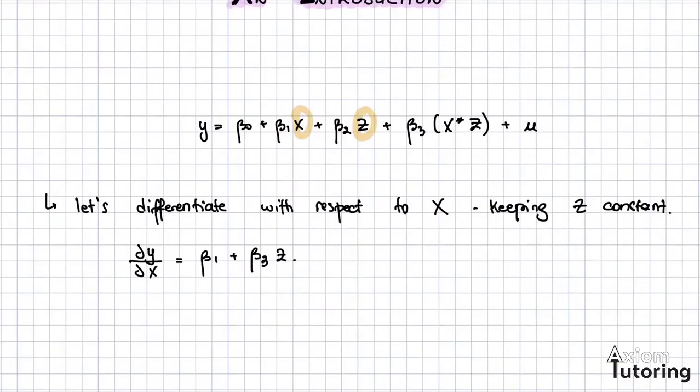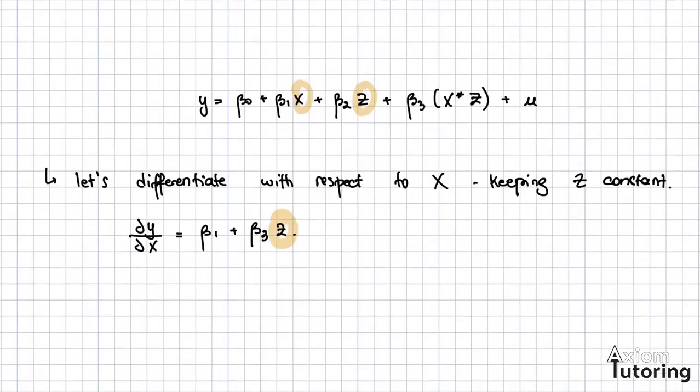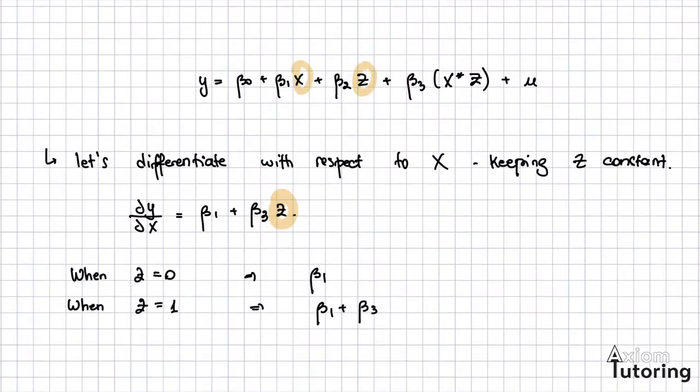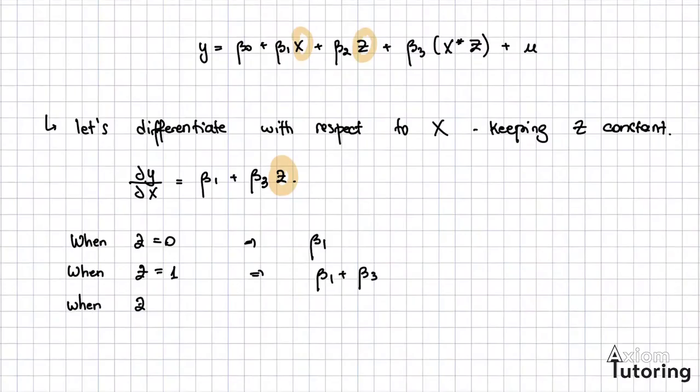So how can we interpret this result? Well, what this is telling you is that the effect of x on y is no longer constant. It actually depends on z. Specifically, let's look at it. When z is equal to 0, the effect will be just beta 1. When, let's say, z is equal to 1, the effect is actually beta 1 plus beta 3. But it could also be the case that z equals 2, which means that your effect is actually beta 1 plus 2 beta 3.